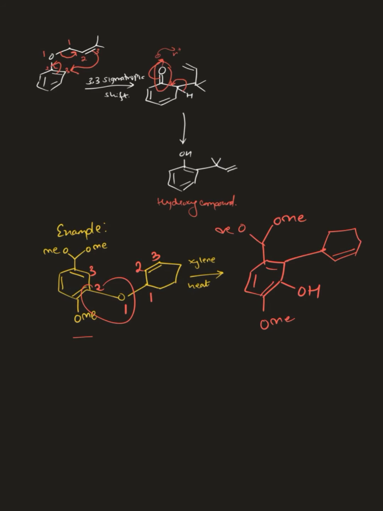So the mechanism would be this third carbon will attack on this third carbon and there would be the shifting of this bond, and it will undergo formation of a ketone double bond, and there will be a tautomerism step over here, and thus we will get a hydroxy compound as a final product.